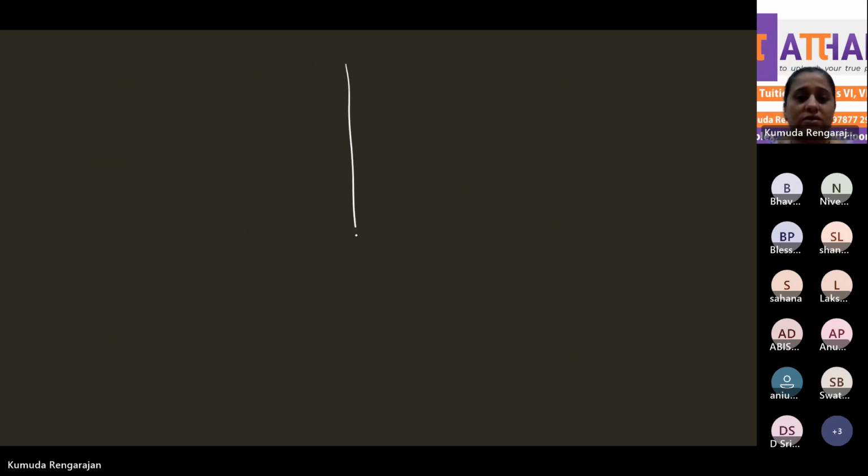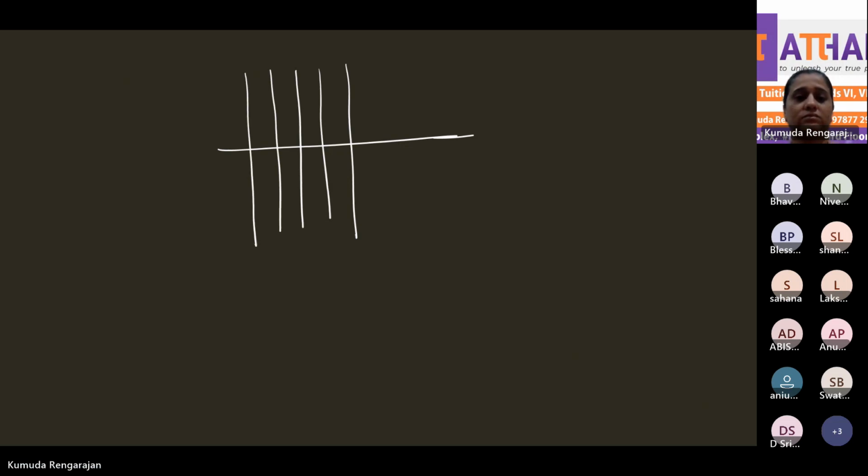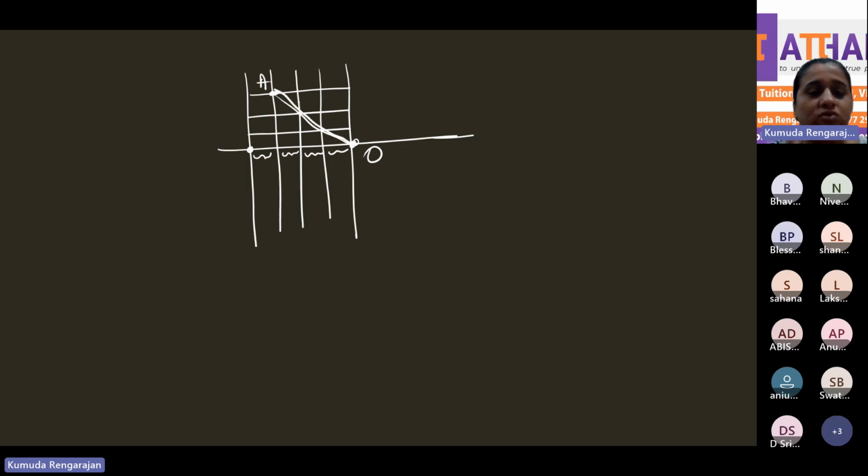Let me show you here. These are the checks you have. See, if you have to count from here to here, it is 4 units only. If this is the origin, this is 1, this is 2, this is 3, this is 4. 4 units, correct. But supposing this point, you want to find the distance OA, you cannot count like 1, 2, 3. This is not one unit.